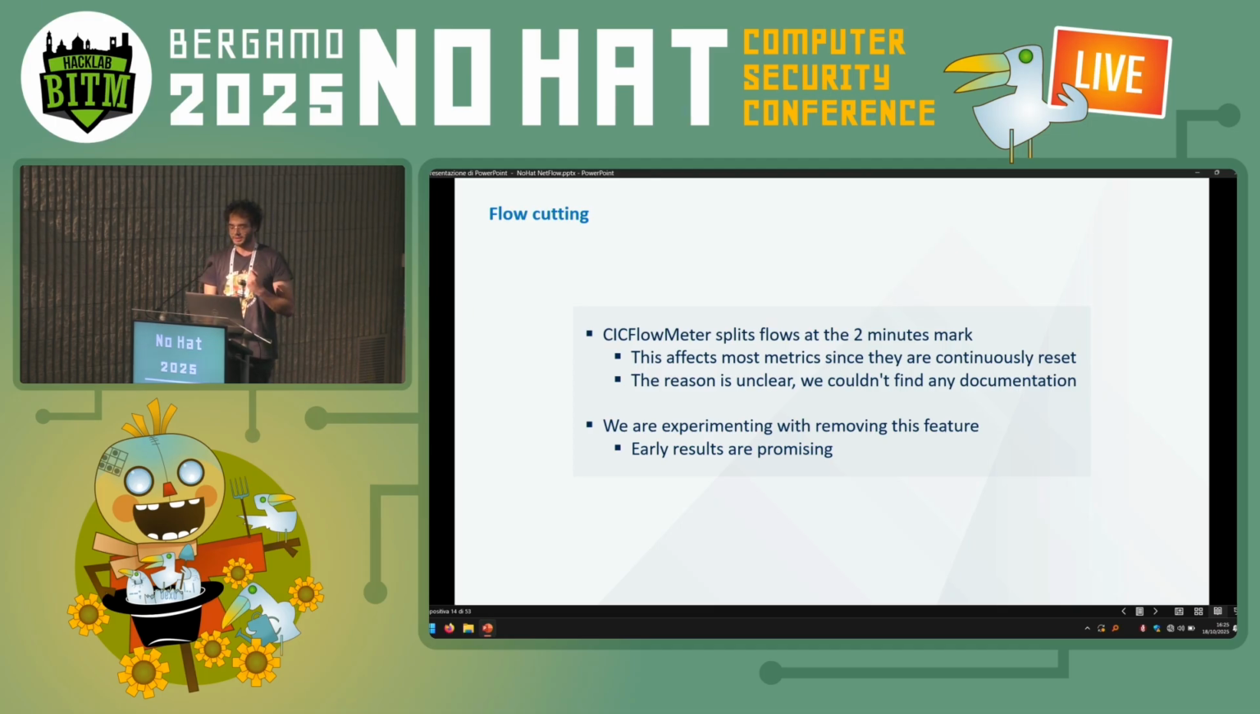It is worth noting that this 2 minutes delay is not hard-coded. It's actually configurable. But to our knowledge, there are no major data sets that use a different value than the default. What we are doing here is that we are experimenting with removing this feature. As Antonio will show you later, the early results are promising, at least in certain cases.